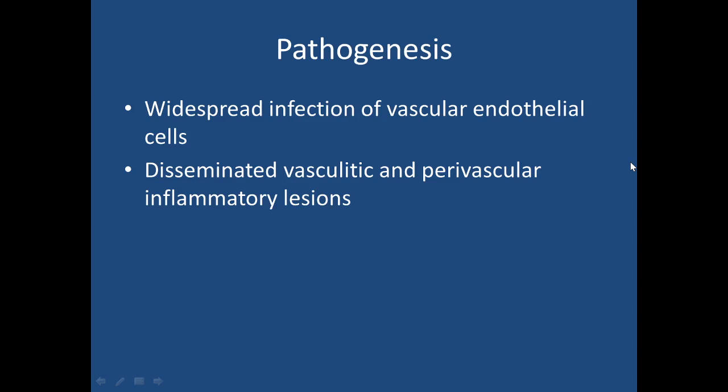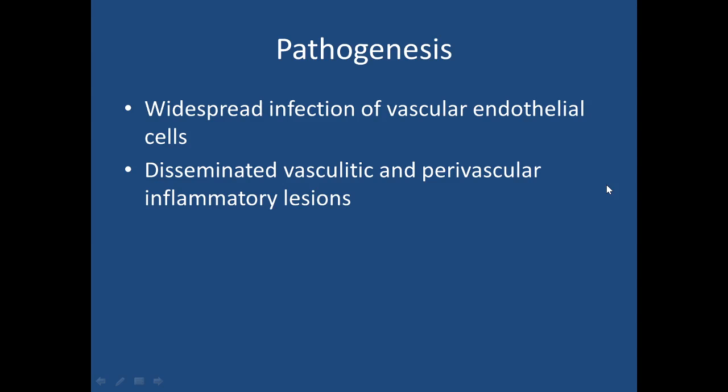Is inflammation of vessels, and also causes perivascular inflammatory lesions. So basic pathogenesis is vasculitis of blood vessels. So clinical features and signs are mostly due to the vasculitis, and complications are also due to the vasculitis. So this is the basic pathogenesis of typhus, especially scrub typhus, and other kinds of typhus also follow this pattern.